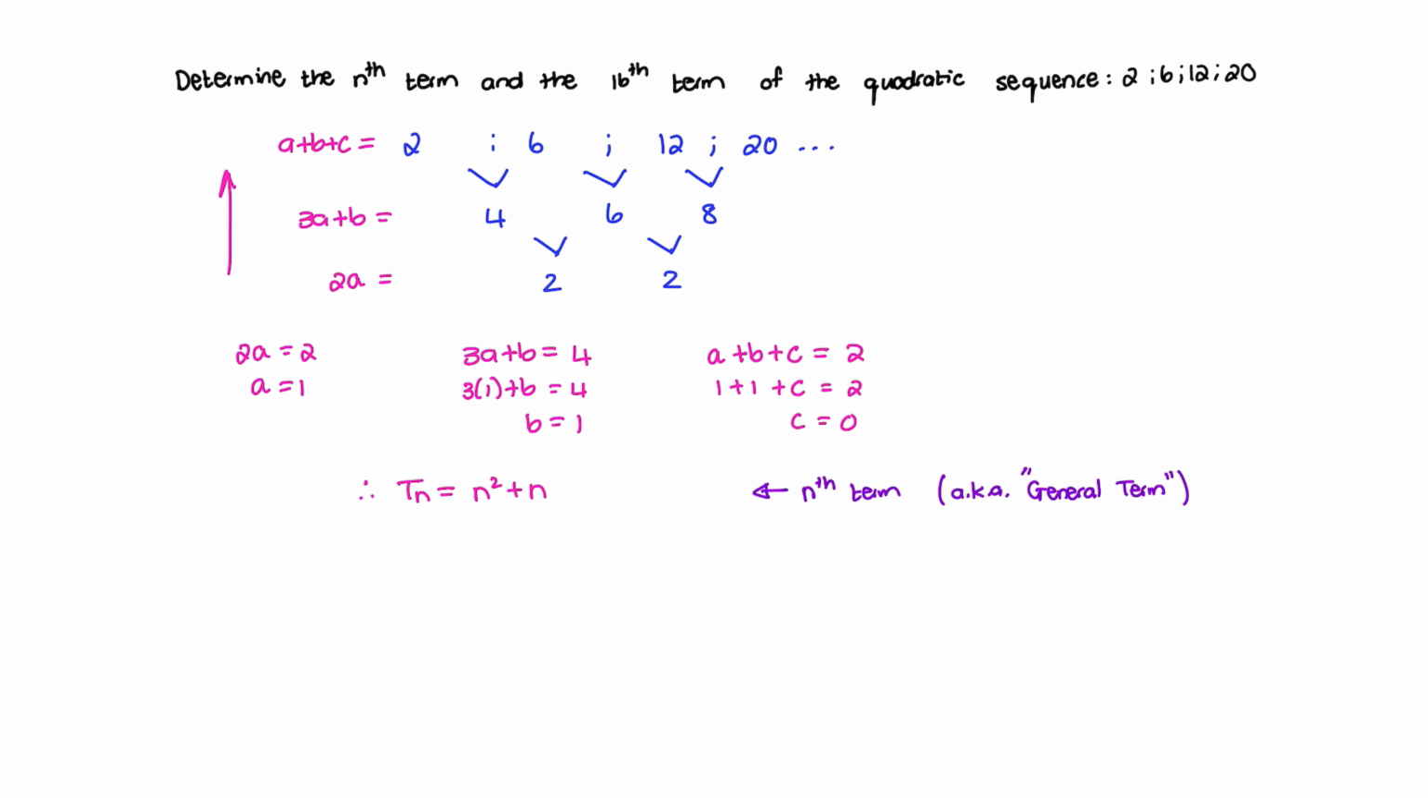The next part of the question said, find the 16th term. That means we replace n with 16, and we can find the value of the 16th term by saying 16 squared plus 16, and that is equal to 272.